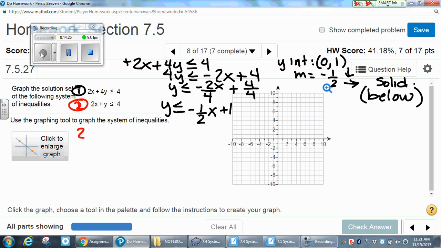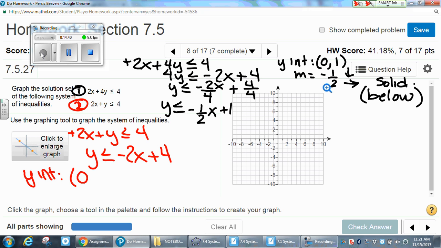So that's going to be 2x plus y is less than or equal to 4. So y is less than or equal to, we take this positive 2x to the right side, that's negative 2x, plus 4. So the y-intercept is going to be at (0, 4). And the slope is negative 2 over 1. So that means 2 down, 1 to the right.